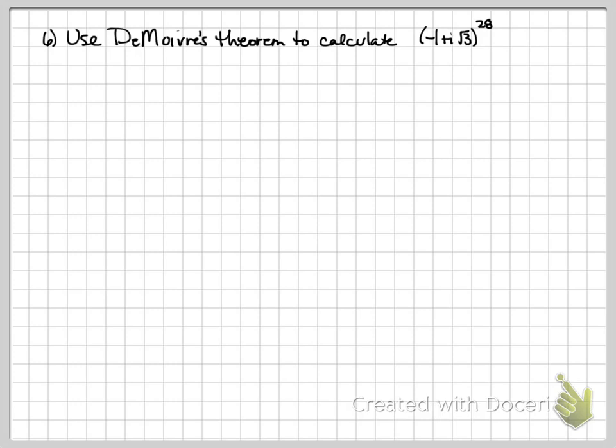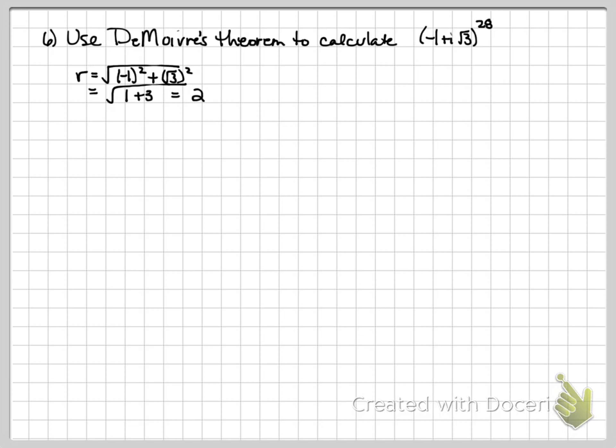If you remember, to find trig form, we need to find r and we need to find theta. So let's find r first. R would be the square root of -1 squared plus root 3 squared, which is the square root of 1 plus 3, which comes out to be the square root of 4, which is just 2.